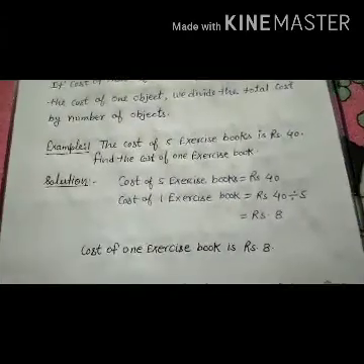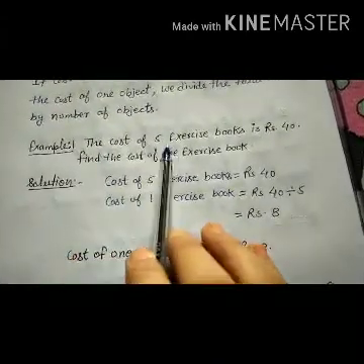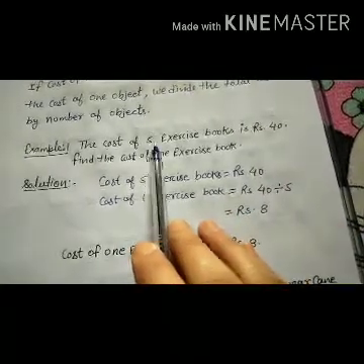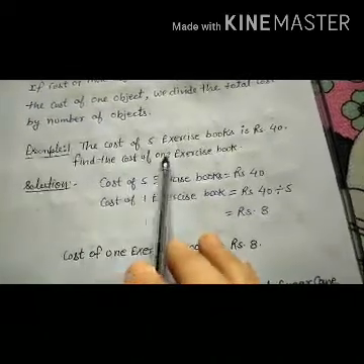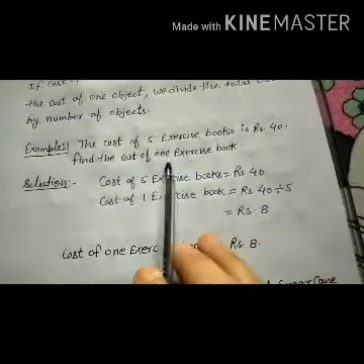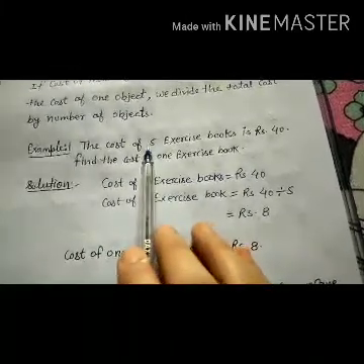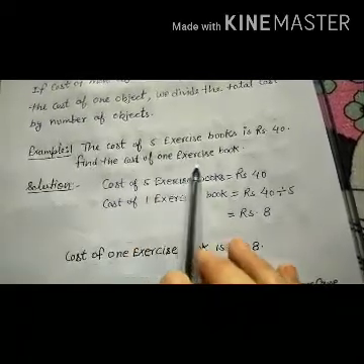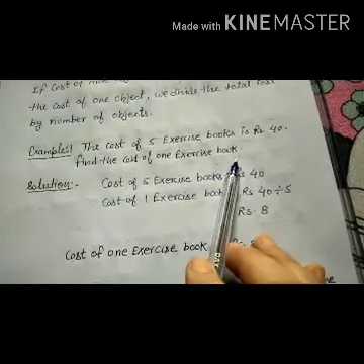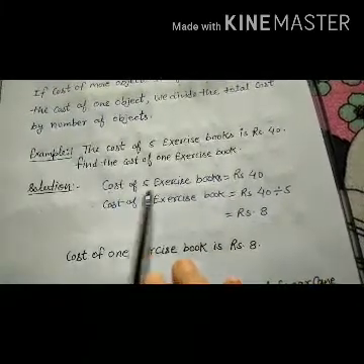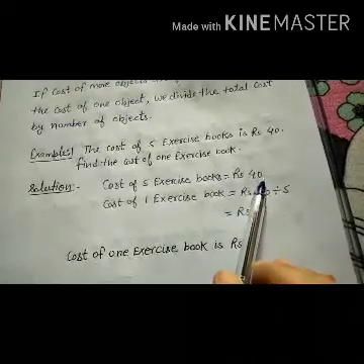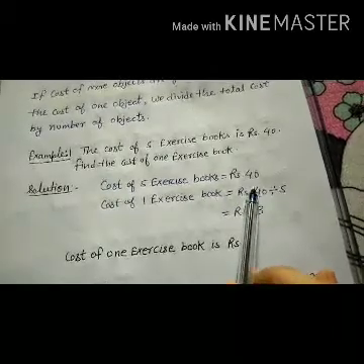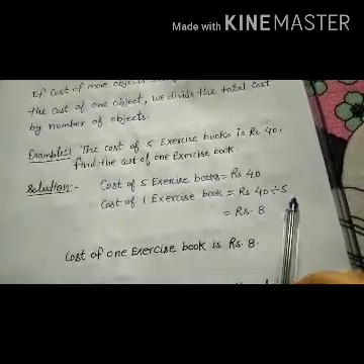Now let's take an example here. The cost of 5 exercise books is rupees 40. How many exercise books? 5 exercise books. Find the cost of one exercise book. We need to find out one exercise book. So here we have the cost of more exercise books and we need to find out the cost of only one exercise book. Then the solution is, the cost of 5 exercise books is equal to 40 rupees and the cost of one exercise book is equal to total cost divided by number of objects.